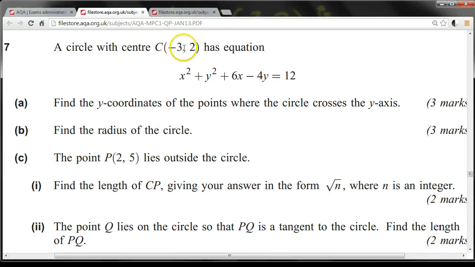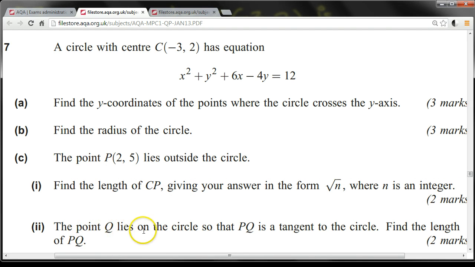A circle with centre C (-3, 2) has this equation. Find the y-coordinates of the points where the circle crosses the y-axis. Find the radius of the circle. The point P (2, 5) lies outside the circle. Find the length of CP, giving your answer in the form root n, where n is an integer.